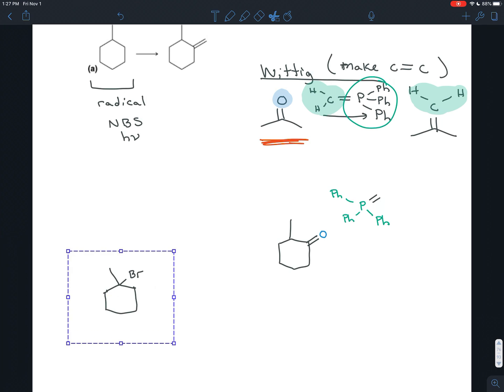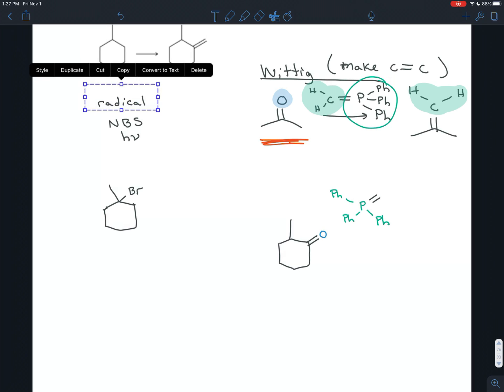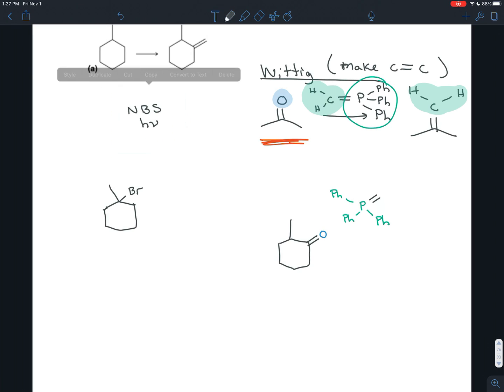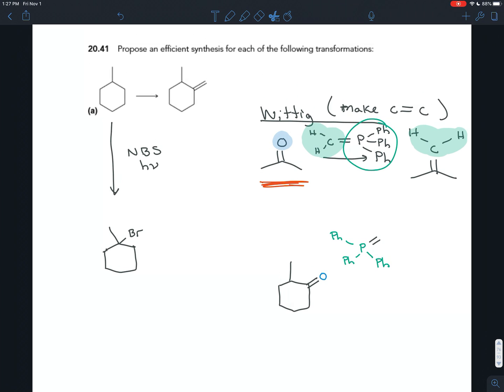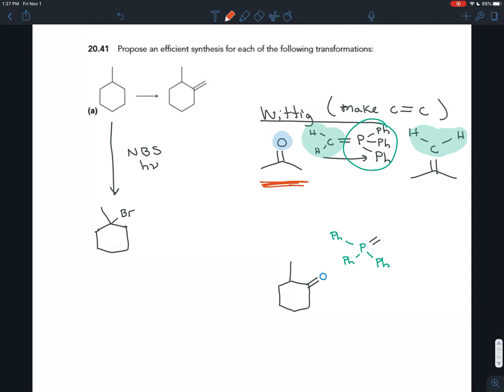So, long story short, when you treat an alkane with N-bromosuccinimide and light, you add a bromine to the most substituted carbon. So, in this case, we have a primary carbon, tertiary, secondary, secondary, secondary, secondary, secondary. You add a bromine to the most substituted carbon. That's the effect of NBS and light.